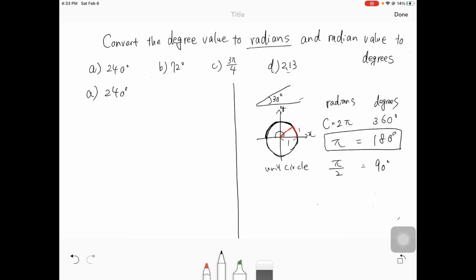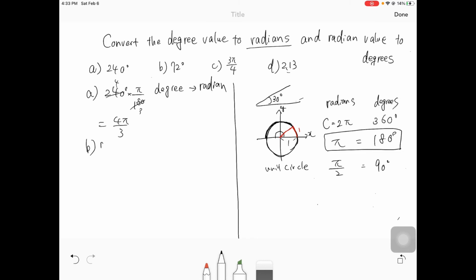This one is degree to radian. To convert degrees to radians, you multiply by pi over 180. Then let's calculate it. It's going to be 4 pi over 3.